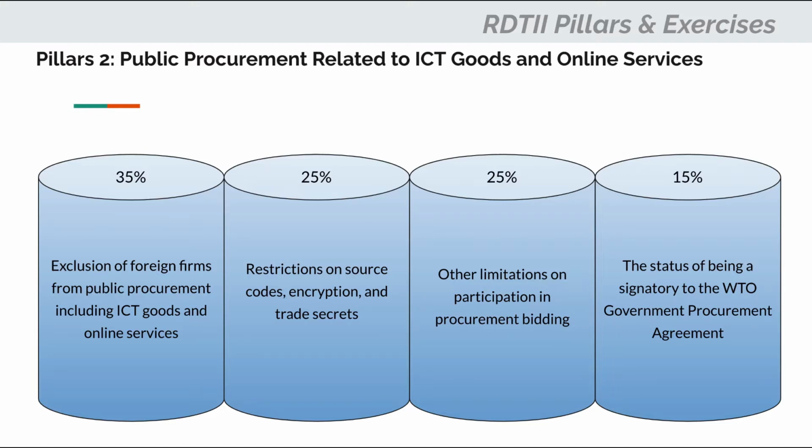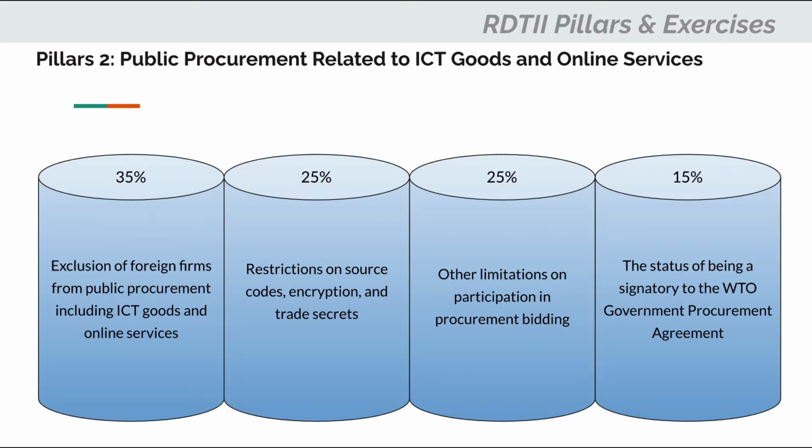The first subpillar, exclusion of foreign firms from procurement, is given the greatest weight of 35%, because it discriminates against foreign firms and bans foreign participation in public procurement. The second and third subpillars, restrictions on trade secrets and other limitations on participating in procurement, are given a lesser weight of 25%, because, although it is trade distortive in that the requirements sometimes discourage or even block foreign or domestic firms from participating in procurement, it does not discriminate against foreign firms.